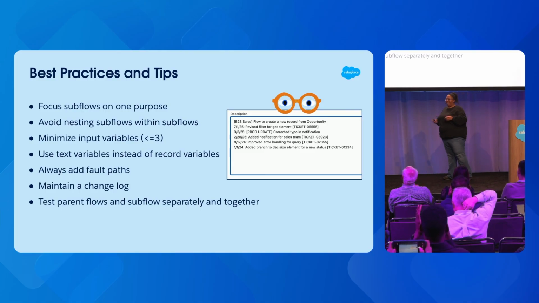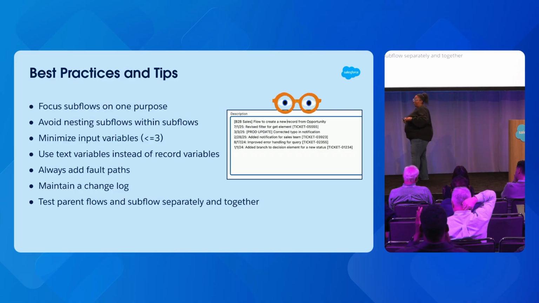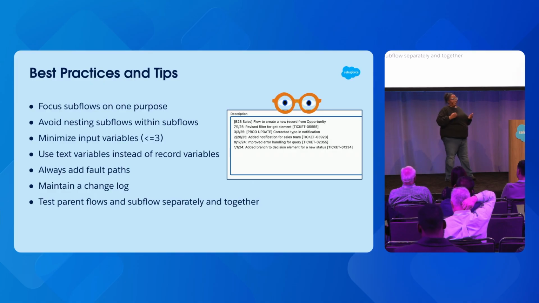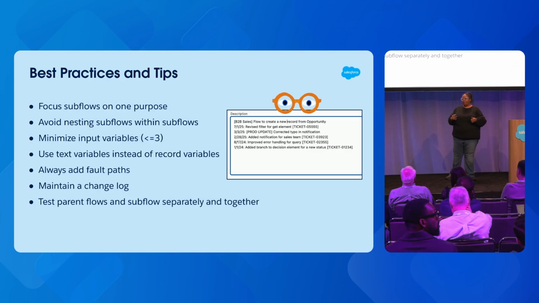So if you have 3 levels of subflows within the parent flow, that's a lot of transactions occurring. And the other thing is you want to limit your variables. There should be less than or equal to 3, somewhere around that. You can get into 4 variables as inputs for the subflows, but just be wary of that and start to consider, is this the right path to go?